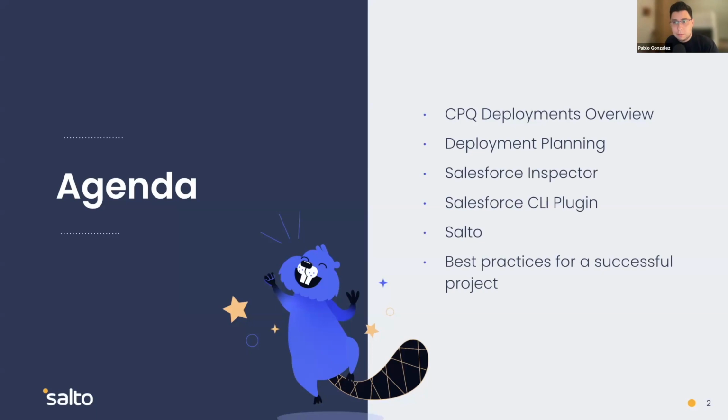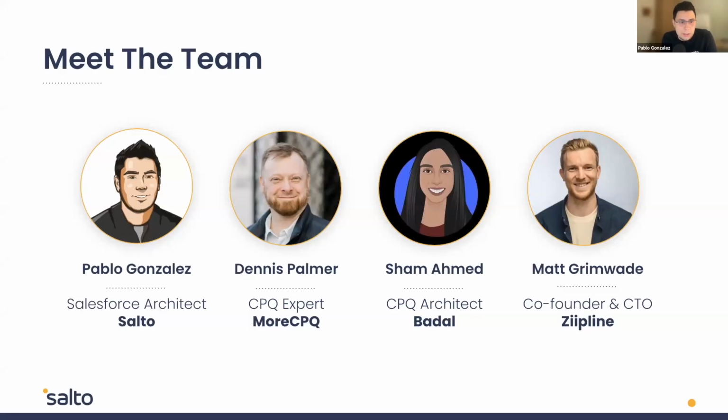So a few intros. I'm Pablo Gonzalez, a Salesforce architect at Salto. I've been in the Salesforce ecosystem for about 12 years. My internet is bad, I just got a warning that my internet's unstable, but okay. I've been doing a bit of everything, development, admin, architecture, and I've been at Salto for 2 years. My role here is to oversee everything that has to do with Salesforce, whether it's product, engineering, marketing, and all that. Dennis.